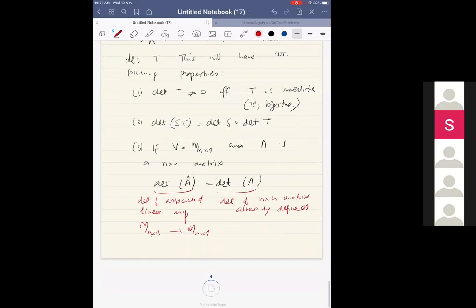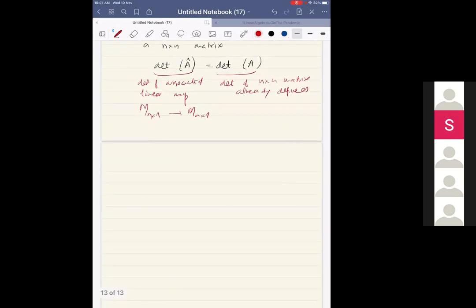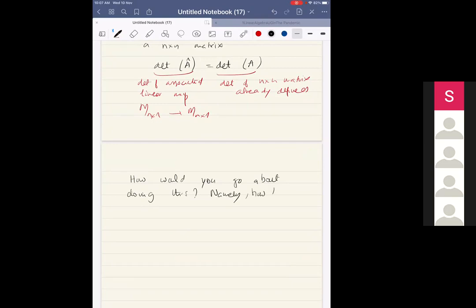So, okay. So how would you do this? Namely, how to associate to T from V to V a number det T, knowing what we know about matrices.